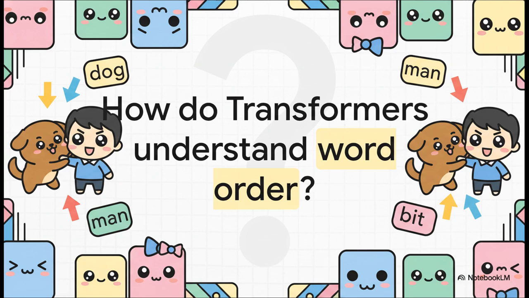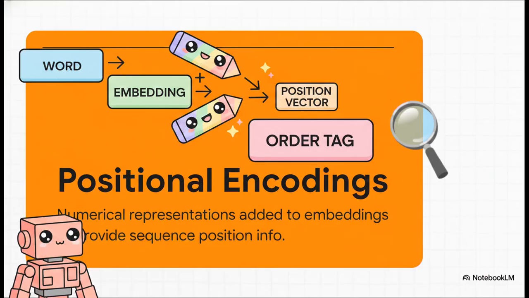A common trap here is forgetting that without sequential reading, sentences like "the dog bit the man" and "the man bit the dog" look completely identical to the AI. To fix this, we literally have to inject an order tag right into the word's embedding. We call these positional encodings. They're simply numerical representations added directly to the token vectors before they ever enter the transformer network.